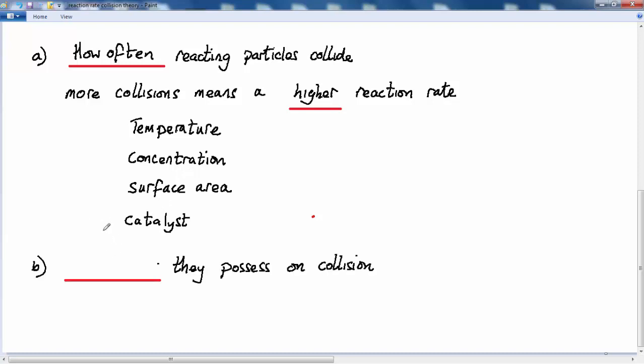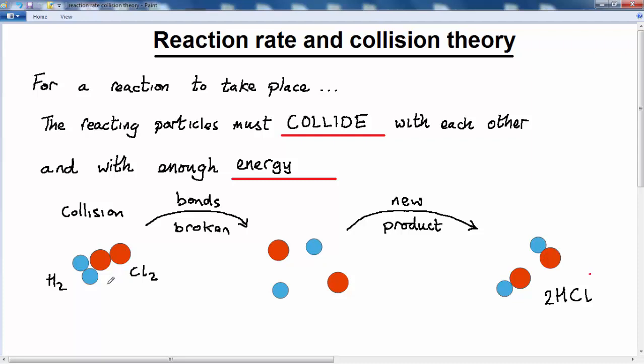And as I mentioned earlier, the second important factor is not only how often the reacting particles collide, but also with how much energy they possess on each collision. So just repeating, we require energy to break the bonds of the reacting particles. In this case, it was the covalent bonds of the hydrogen and the chlorine molecules, but we might be talking about ionic bonds, or we might be talking about metallic bonds that need to be broken during the reaction.